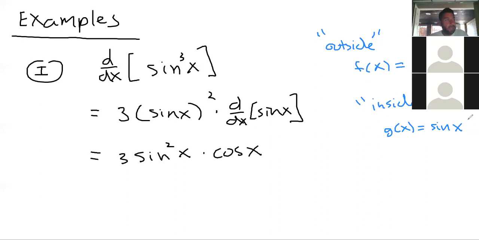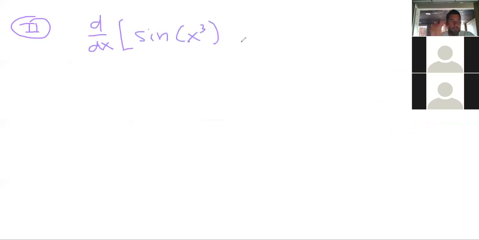Okay, now let's compare this with something that looks very close, but it's two different things. It's not the same. So if we look at this example, now I'm going to differentiate the sine eating x cubed. Look at my grouping symbols. I'm trying to be very clear of what's happening here.